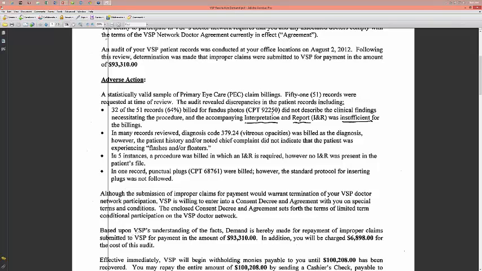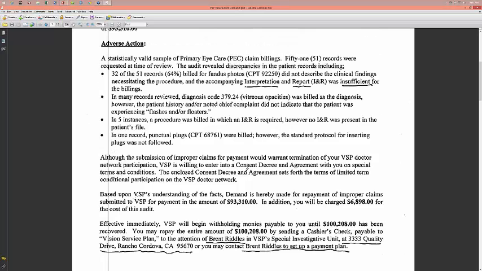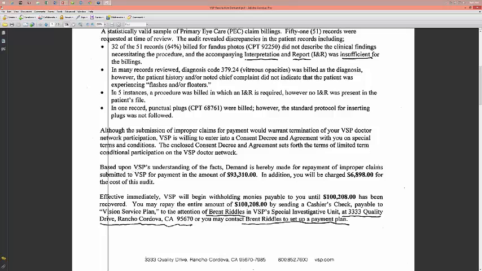You failed to establish medical necessity for some of the clinical findings; you did not describe the clinical findings when you did fundus photography. You listed vitreous opacities as a diagnosis, but the patient history and chief complaint didn't have any information that supported that. You left out an interpretation report 5 times, and you inserted punctal plugs, but you didn't follow standard medical protocol for that. In addition, please send us an additional $7,000 because we're charging you to do the audit, so just write us a check for $100,000." This is pretty standard stuff. This is nothing unusual for a given carrier.